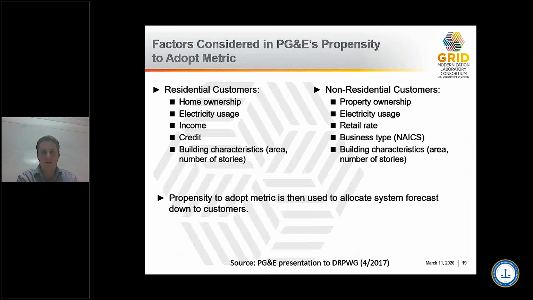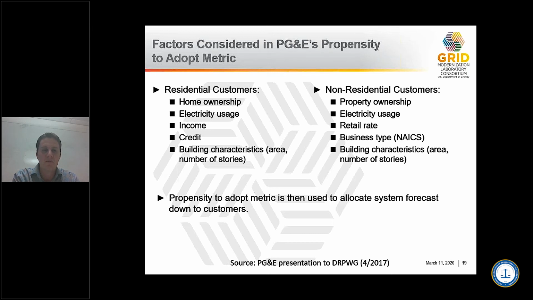So models differ in what factors they use to come up with a propensity score. Some of them are purely theory-driven. Others are data-driven models where you sort of throw all the variables in and see which ones best explain historic adoption. For PG&E, they use different factors to explain residential and non-residential adoption, things like home ownership, amount of electricity used, income, and so forth. And on the non-residential side, building types, end uses, and so on.